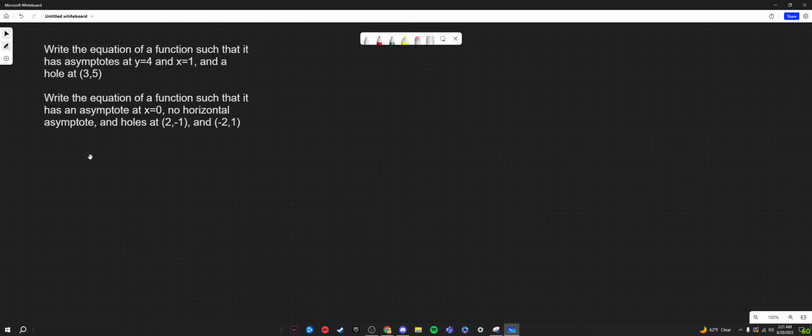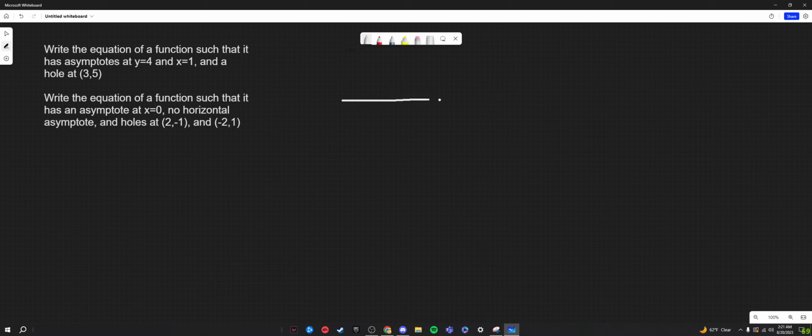Number one is write the equation of a function that has asymptotes at y equals 4 and x equals 1 and a hole at (3, 5). So what do we need to do? First thing we know is that we have a hole at (3, 5).